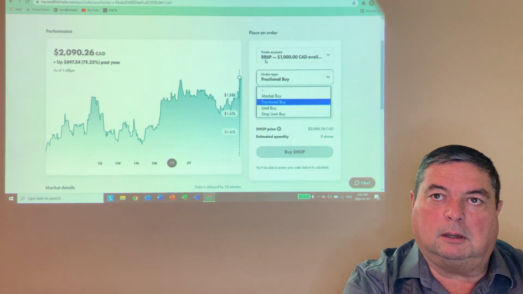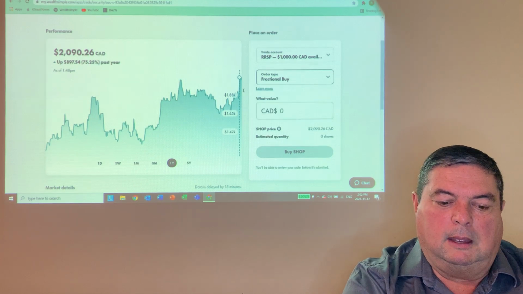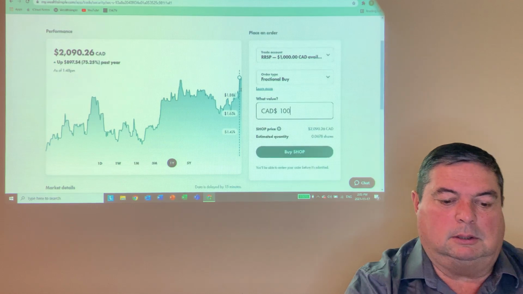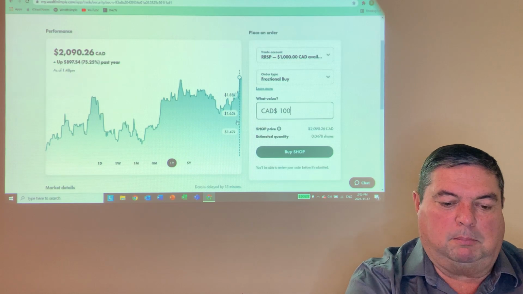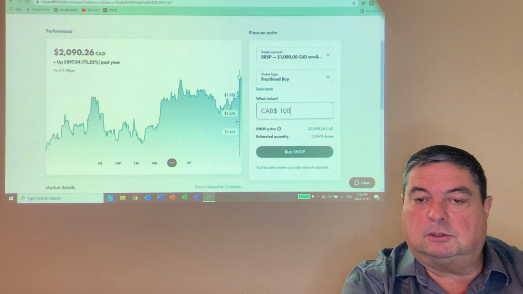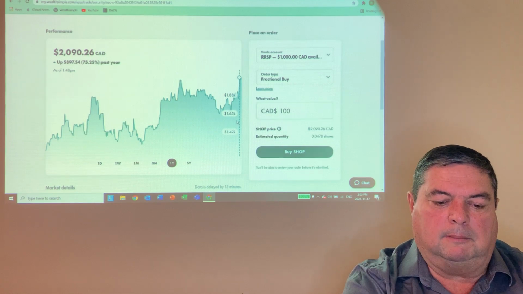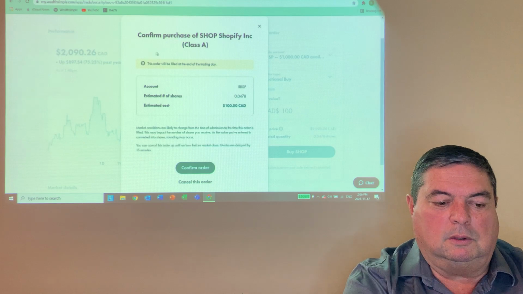So we're not doing a market buy, we're doing a fractional buy, okay? And we're going to go in here, and we want to buy today $100 of Shopify. So just type that in there and then say buy. Remember, this stock is worth $2,000 a piece. So I can't afford that right now, but I want to get some. So we're just going to buy $100. And it says this order will be filled at the end of trading day today, okay?